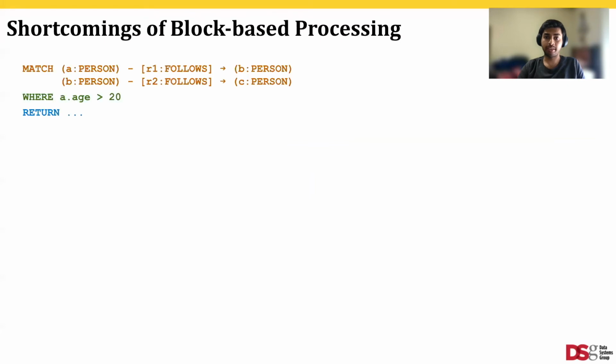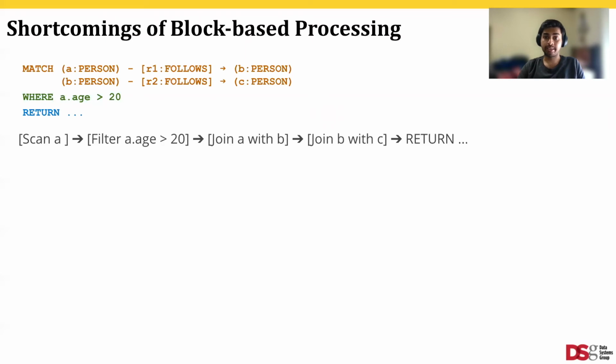Consider a two-hop query on person nodes with a filter on the age property of the start node. I use a simple left-deep join plan that scans a person, filters by age, and then joins from A to B and B to C.